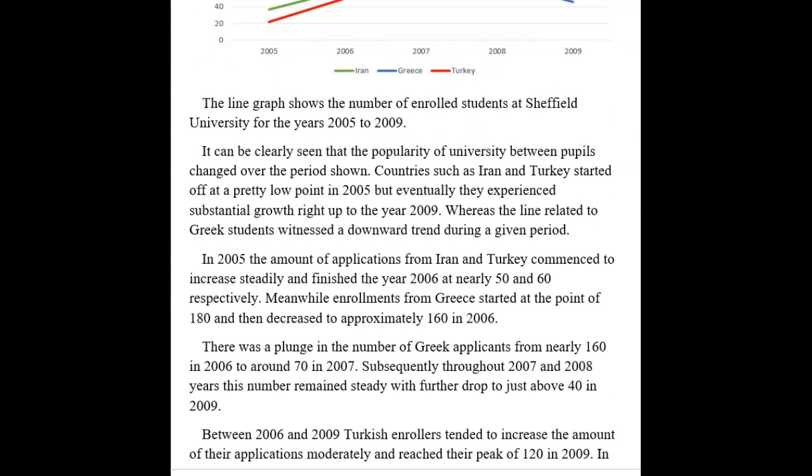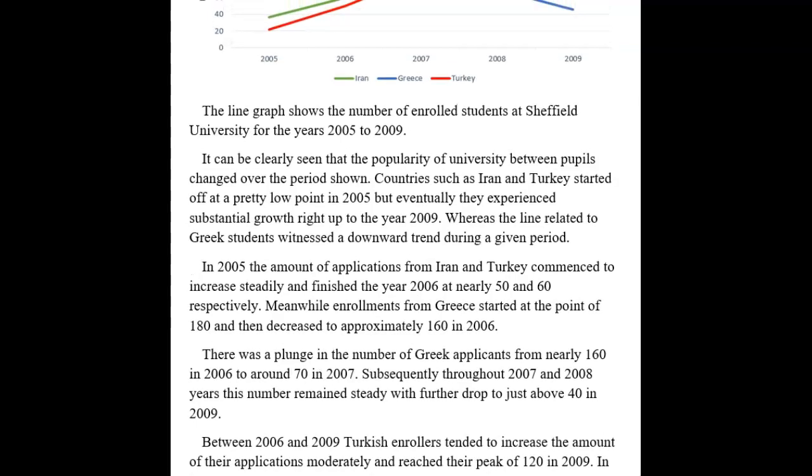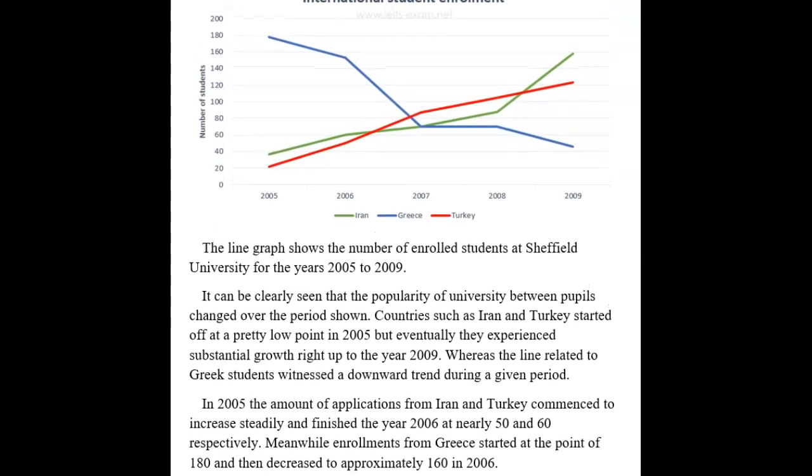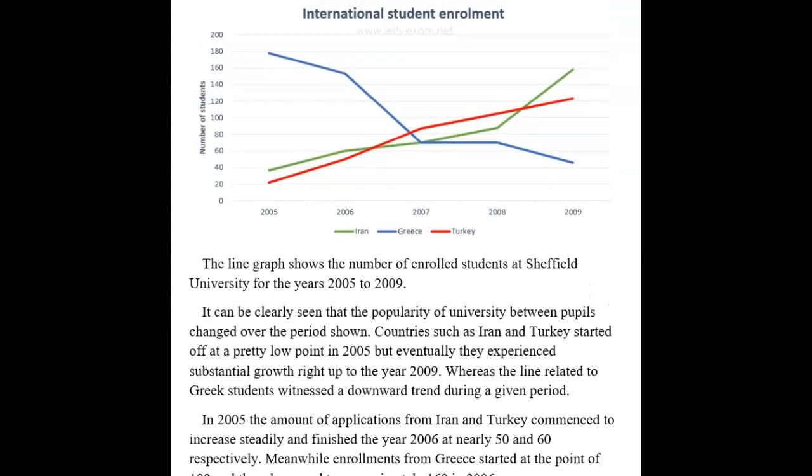The line graph shows the number of enrolled students at Sheffield University for the years 2005 to 2009. It can be clearly seen that the popularity of university between pupils changed over the period shown. Countries such as Iran and Turkey started off at a pretty low point in 2005, but eventually they experienced substantial growth right up to the year 2009, whereas the line related to Greek students witnessed a downward trend during the given period. Okay.